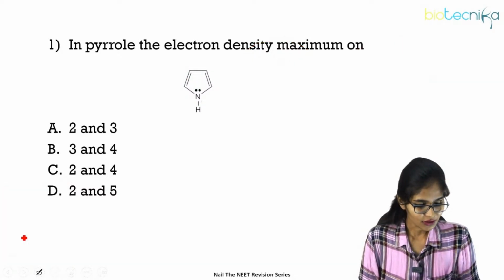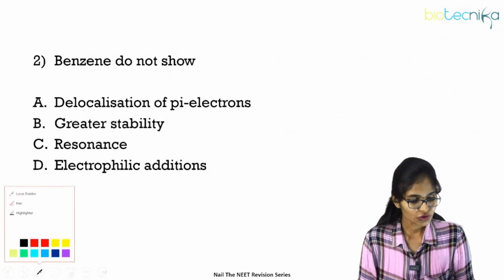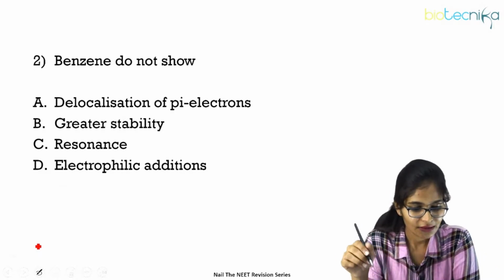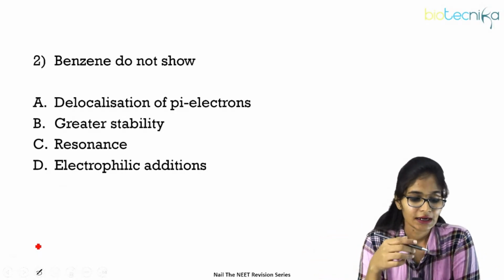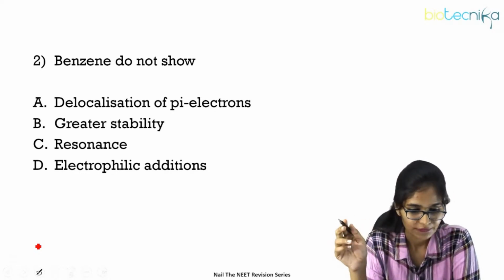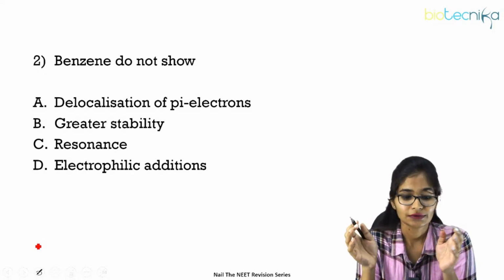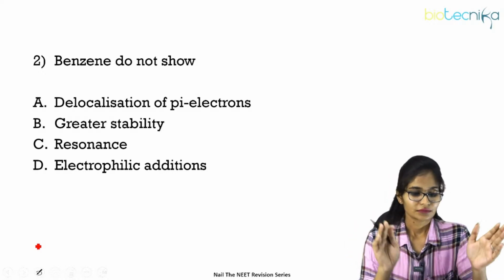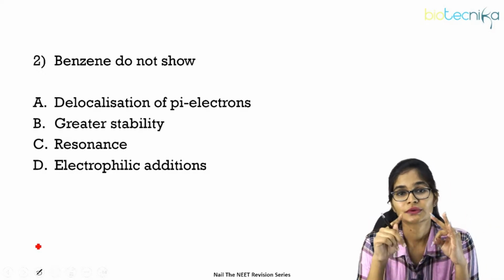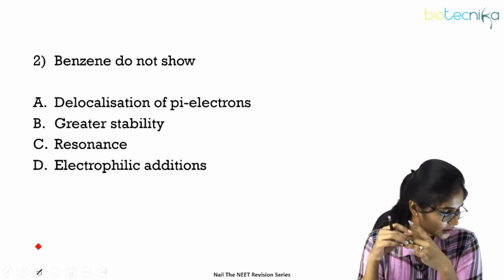Okay, now coming to the next question: benzene does not show one of these options. Option A is delocalization of the pi electrons, B is greater stability, C is resonance, and option D is electrophilic addition. In the starting part of what you have studied till now, you may not be familiar with delocalization, its stability, or electrophilic addition, so you have to check on that. So what answer can you give me, students?